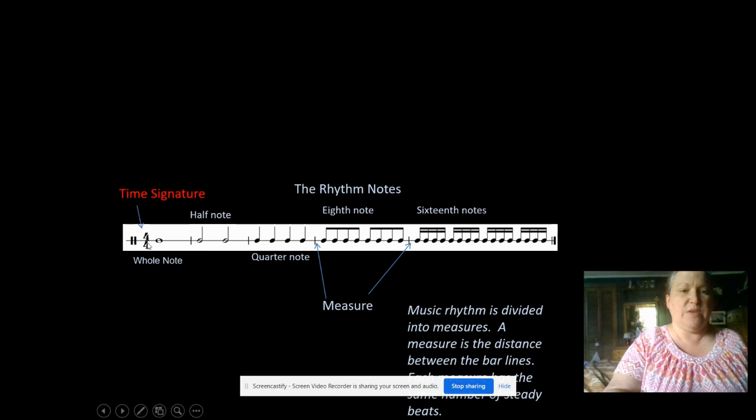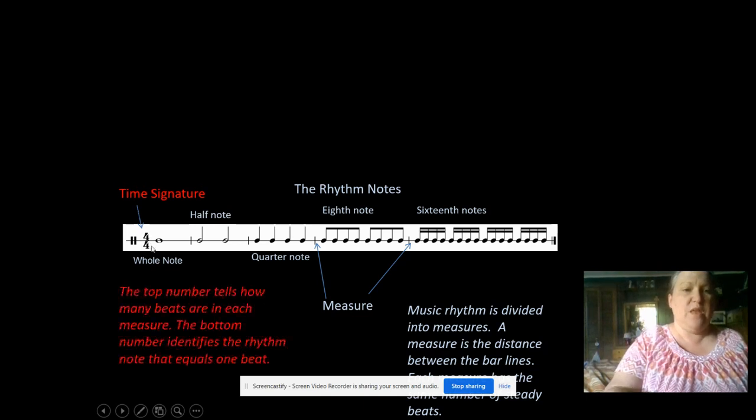This number over here is called the time signature. The number on top tells you how many beats are in each measure, and the number on the bottom identifies which rhythm note equals one beat. Because there's a 4 on the bottom, and a fraction of 1/4 is a quarter, that means that our quarter note is our basic beat. 1, 2, 3, 4. Four steady beats in a measure.